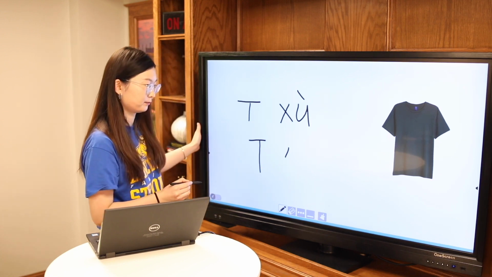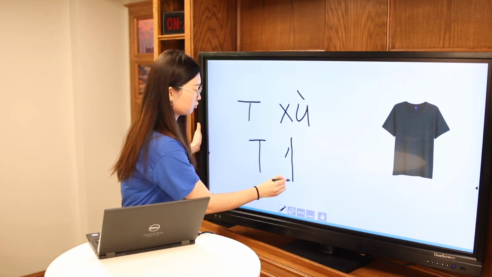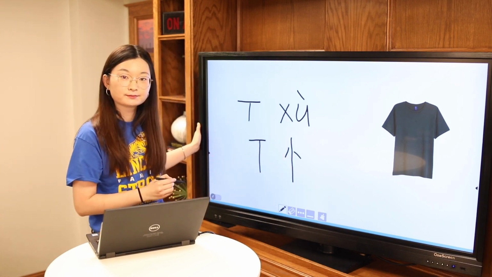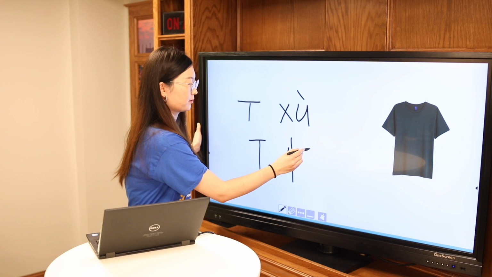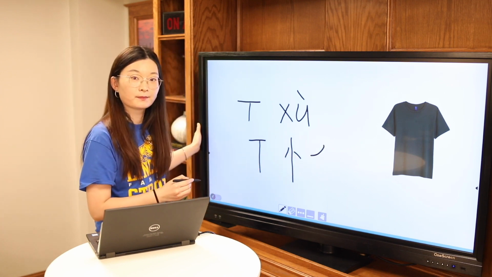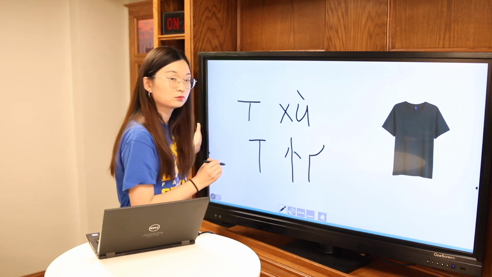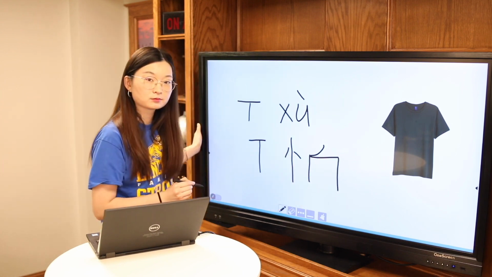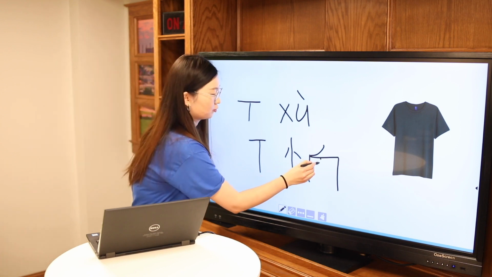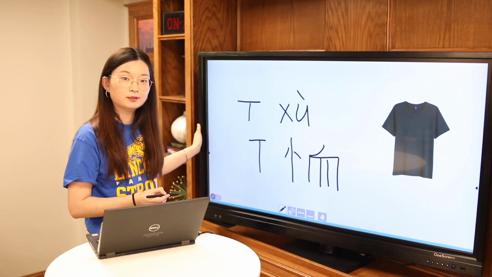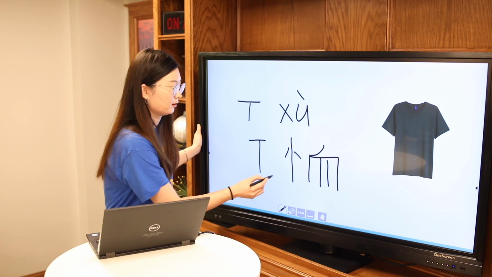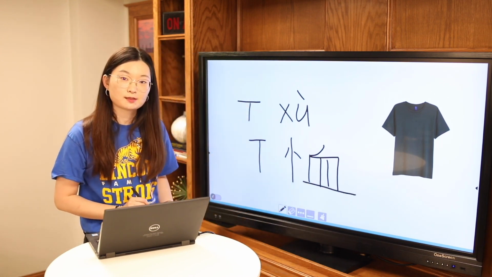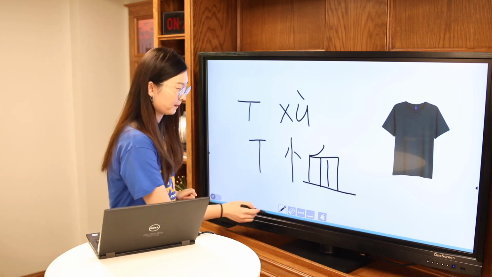点 数 点 撇 数 横数 数数 and then the last stroke 横. Okay, T-shirt, which means T-shirt.